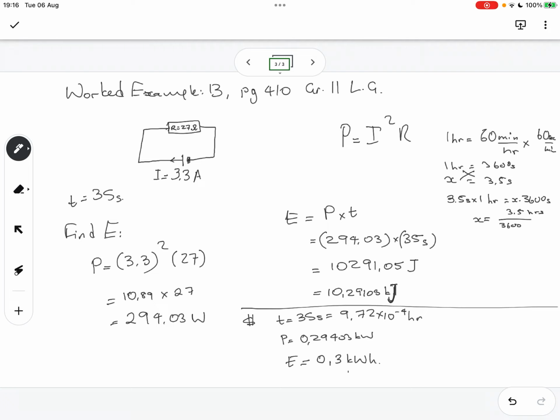So roughly 0.3 kilowatt hours, and we want to multiply that by 730 cents per unit. So 2 rands for 35 seconds. So it's just below 2 rand 20 for 35 seconds.